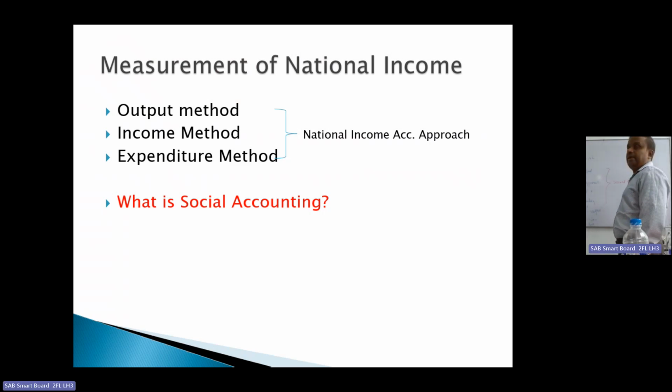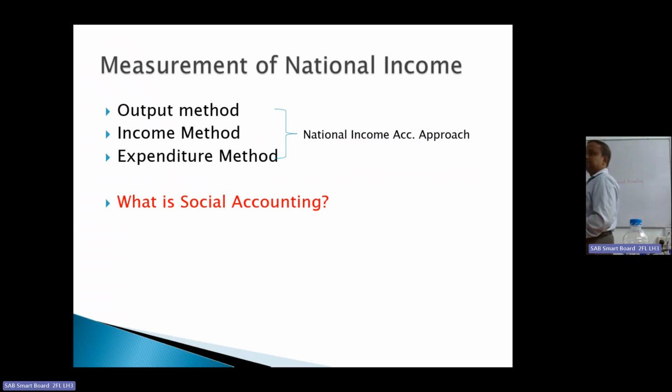The output method means looking at the total output produced in the country. That means we take the output produced, how much the agriculture sector contributes, how much the manufacturing sector contributes, and the service sector. For the total output, we value all the goods and services produced in the economy. So that is the output.